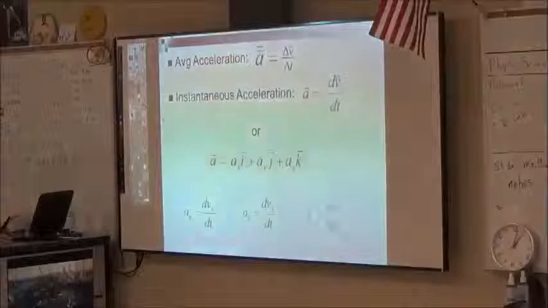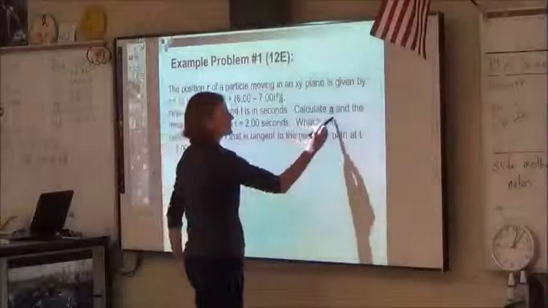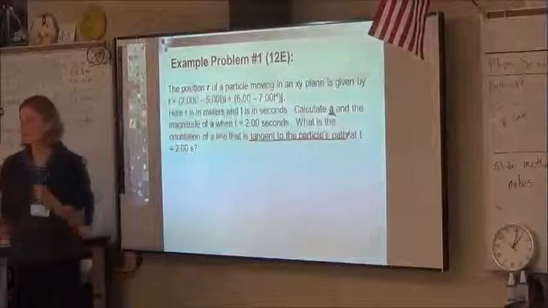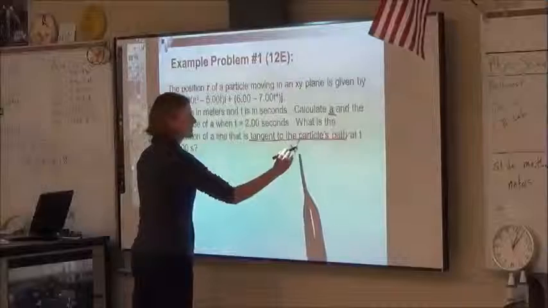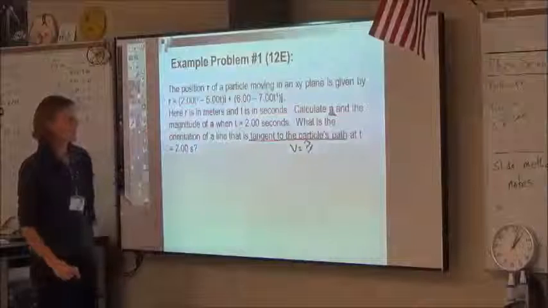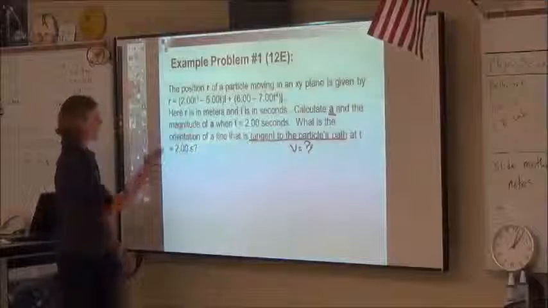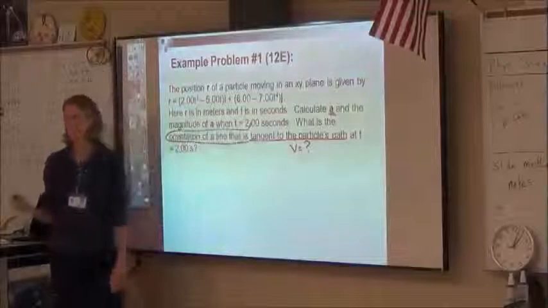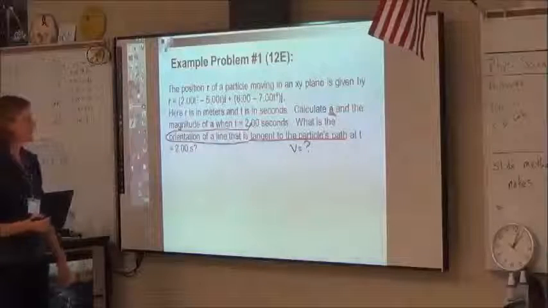So since it says calculate a, the acceleration, and it says this part, tangent to the particle's path, that means I'm going to need velocity. And I'm going to need velocity to get acceleration anyway, so let's just work with the velocity question first. And it doesn't actually ask me what is the magnitude of the velocity at 2 seconds. It just asks me the orientation of a line. So thinking about vectors, I really just need the direction of the velocity vector at 2 seconds.